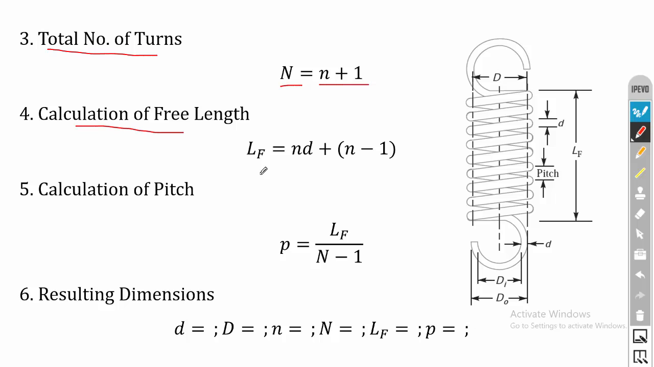Then calculation of free length, LF is equal to nd plus (n minus 1). So here n is the small n, that is total number of active coils. So n into d plus (n minus 1), okay, so this is for the clearance. Then finally the calculation of pitch, P is equal to LF divided by (n minus 1). So after calculating all the dimensions, we can write everything as a resultant dimensions.